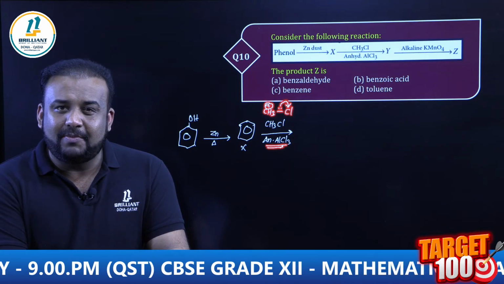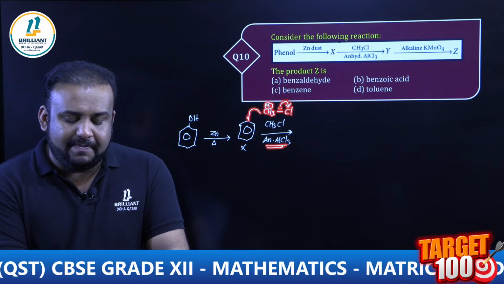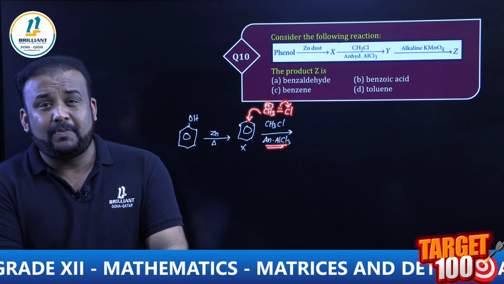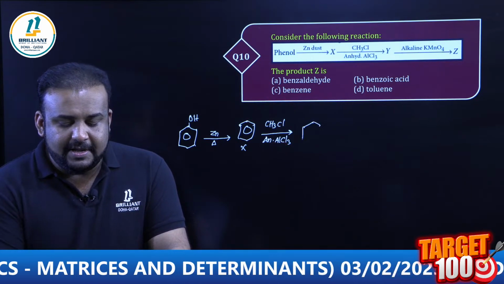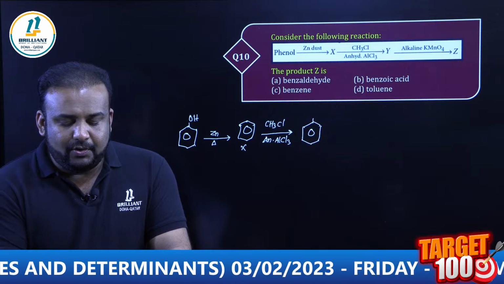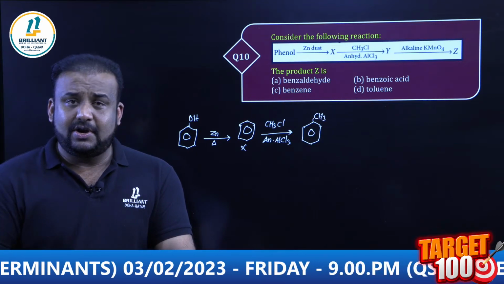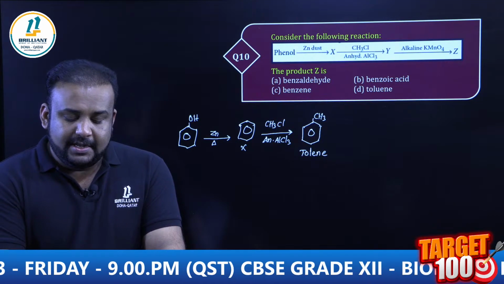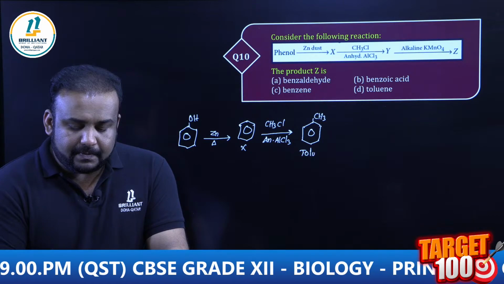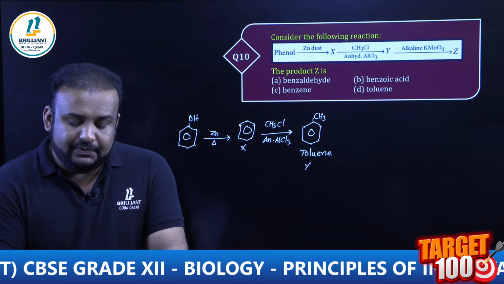And what will happen to the carbonium ion? It will go and attack the benzene ring. You know that benzene is more prone to undergo electrophilic substitution. And what are we going to get here? We will see that the CH3 group will substitute the hydrogen on the benzene ring, and you are going to get toluene, right? Now, that toluene is Y.